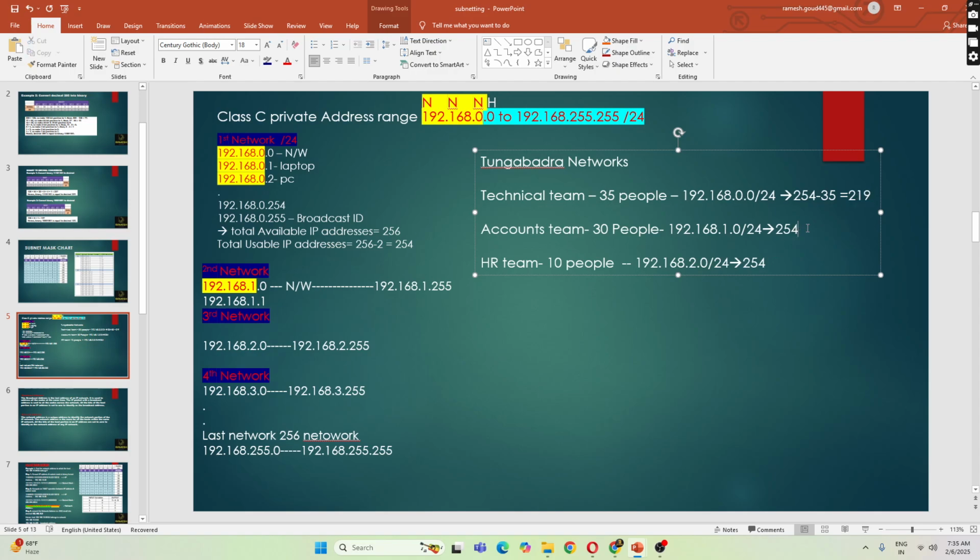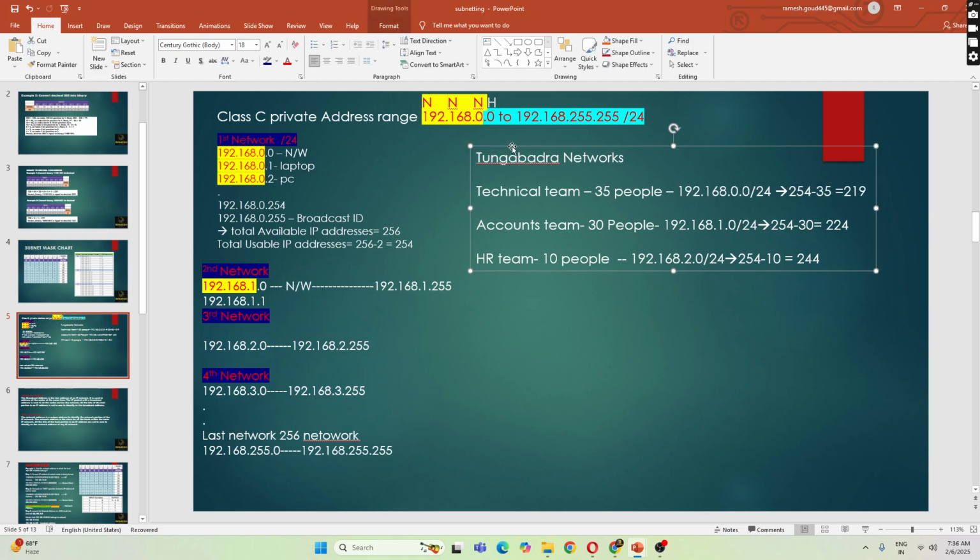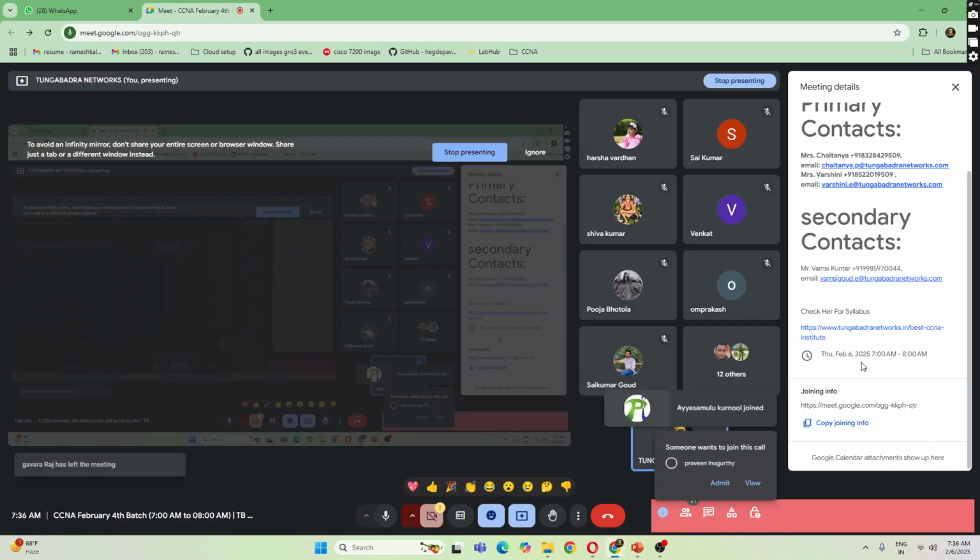Here also, how many are wasted? 254 minus 30 equals 224. 224 IP addresses are wasted here. Here also, with 10, 244 IP addresses are wasted. So we are wasting the IP addresses if you take a single network like this, right? We need to save the IP addresses. Okay, got it, guys? You got the problem, right?